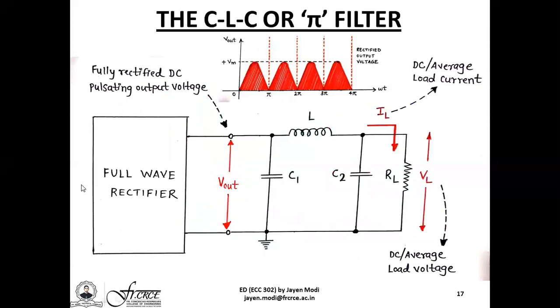Looking at the operation of the CLC or the pi filter, the circuit diagram is exactly the same as in the previous case. The complex circuit of 230 volts AC 50 Hertz, the step down transformer, and the rectifier is all enclosed by a single block like this. So it ultimately gives us a two-port network in which the output voltage V out is nothing but the fully rectified DC pulsating output voltage whose amplitude changes from 0 to the value plus Vm.